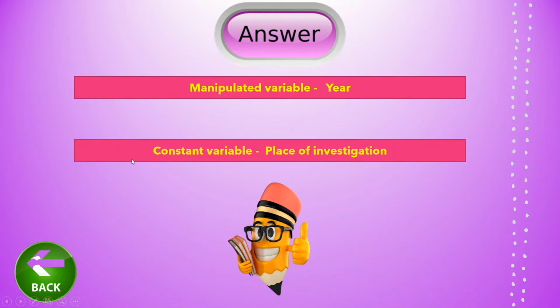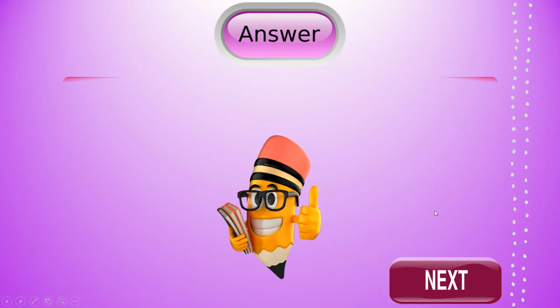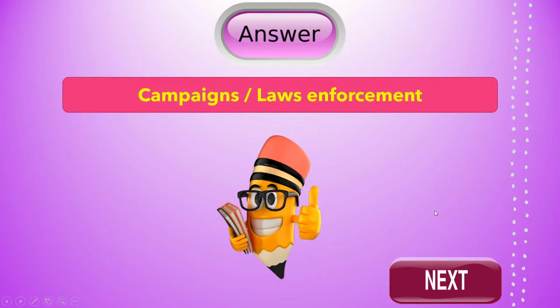That's correct. Constant variable is place of investigation. Question D. How to prevent an increase in the number of people suffering from lung cancer? Sure, we know that you may have campaigns or law enforcement. So these are the ways you can prevent people from suffering from lung cancer. Let's look at the next example.